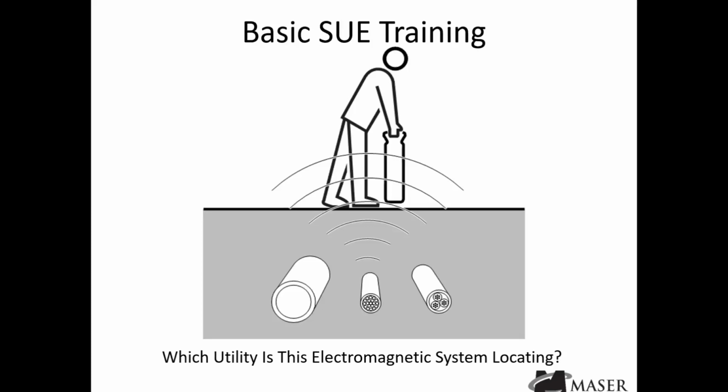The question I think here is pretty obvious. What utility is the electromagnetic system locating? And the picture is showing you, it's indicating that it's locating that central facility.